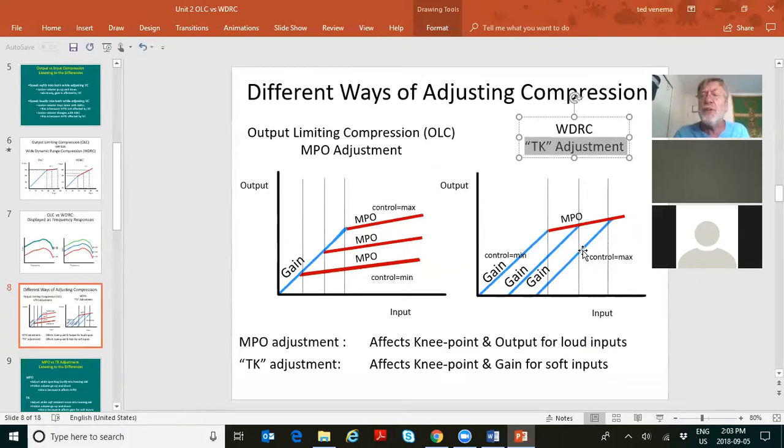Why would you want to adjust this? Why wouldn't you always want the maximum gain for soft inputs? Why would you want less gain for softer inputs? The answer is because many times the person listening to the hearing aid would say, in dead quiet, my hearing aids really bug me. In dead quiet, I'm hearing too much ambient room noise. That's because in dead quiet, the hearing aid is giving you the maximum gain.